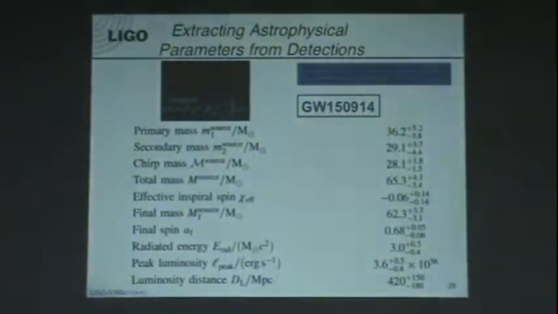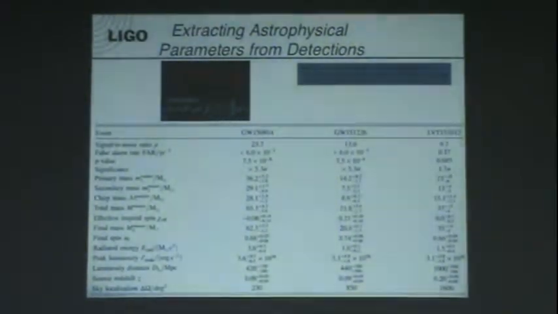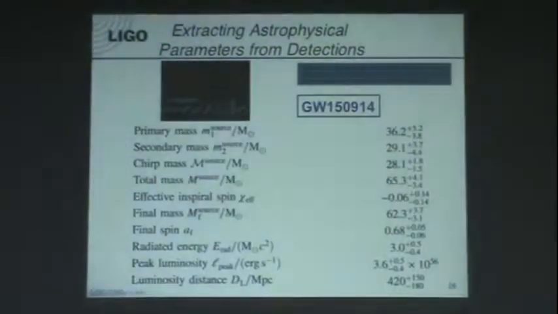So we can actually get parameters from these events. Let me actually go back. We can get the masses of the black holes. We try and get the spins of the black holes. We can get the distance to the black hole. We can actually get the location of the black holes on the sky. Let me focus then on the September 14th event.